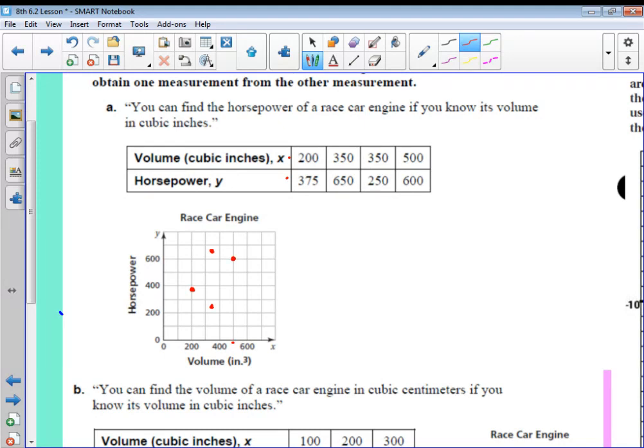So now we're going to ask ourselves, do we see a pattern within those dots? No, it kind of looks like they're all over the place. So the statement says, you can find the horsepower of a race car engine if you know its volume in cubic inches. Well, because we can't see a pattern, we can't write an equation for that. So this would be a no, this is false.